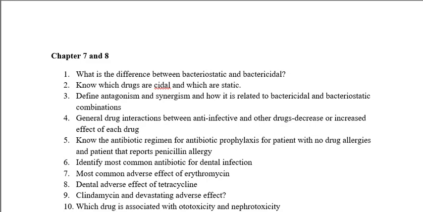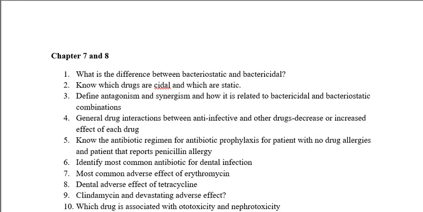So, for those, know the clarithromycin one and know that if someone has an anaphylaxis to penicillin or amoxicillin, they're allergic to all the cillins. 10% of the time, they will have a cross sensitivity to cephalexins because cephalexins are chemically similar in structure to penicillin. It's basically like an expensive penicillin. That's what cephalexins are. Most common antibiotic for dental infection is penicillin.